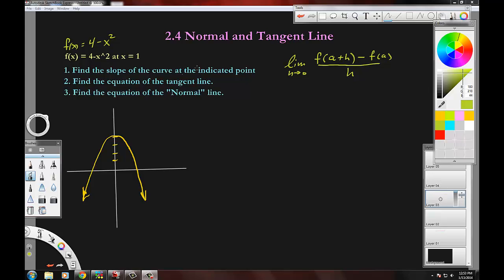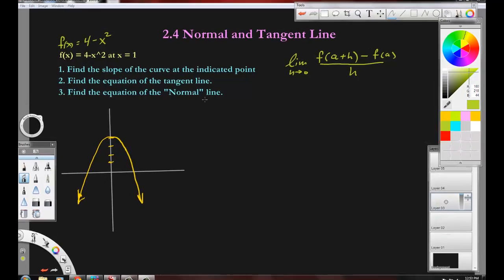Right? So we've got to find this normal line and tangent line, and if you don't know, a normal line is just a line that's perpendicular to the tangent line. So we've got three steps we have to do. We have to find the slope of the curve at the indicated point, x equals 1, of this function here, and then we're going to find an equation of the tangent line and find the equation of the normal line.